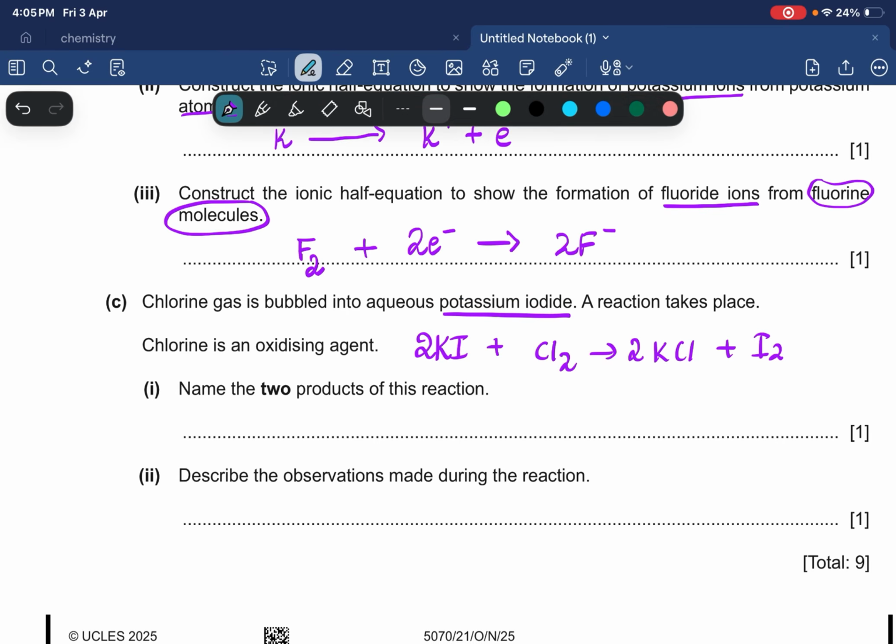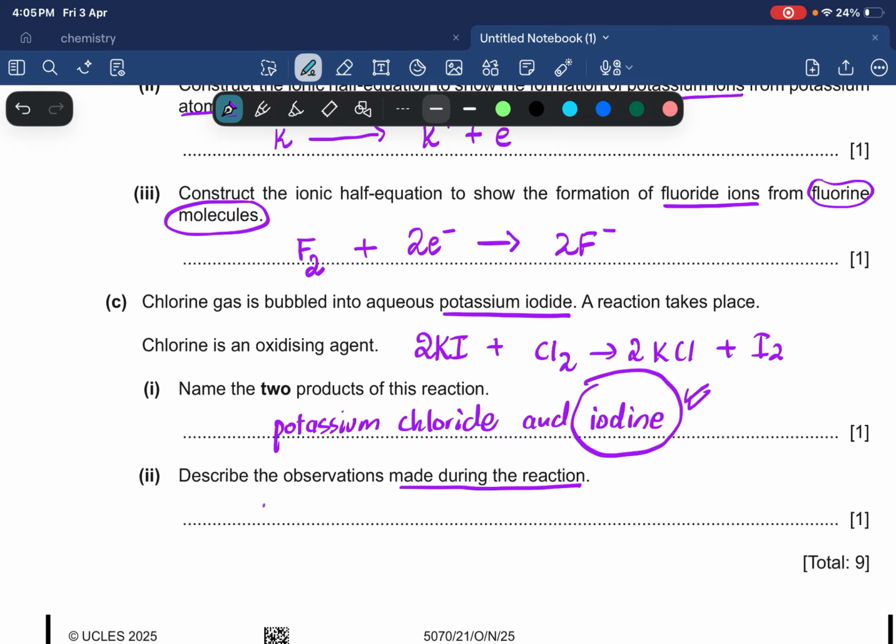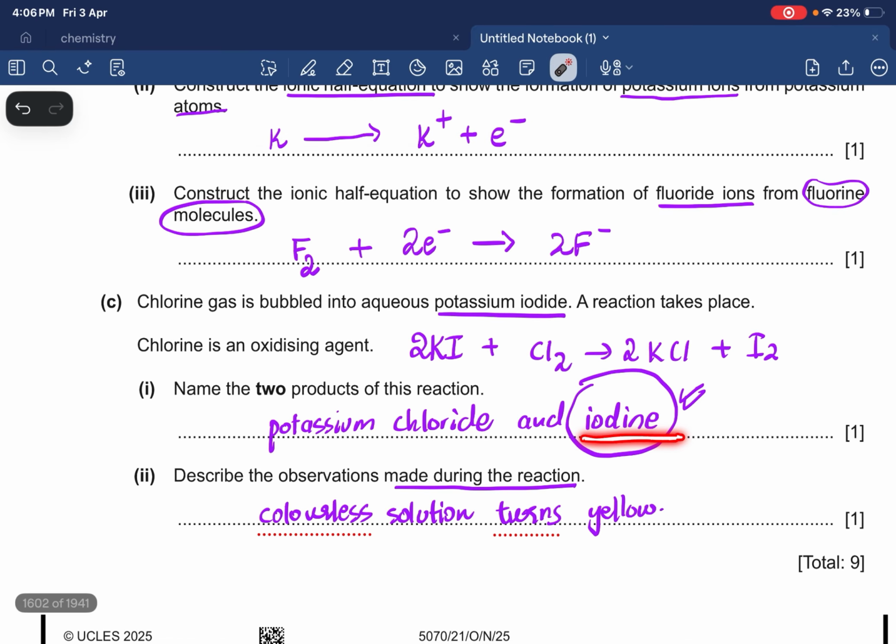Name the two products of this reaction. I have to name them, I cannot write the formula. Potassium chloride and iodine. Describe the observation made during this reaction. Since I'm producing something that's colored, iodine, it's a yellow liquid. So the observation is going to be that my colorless solution turns yellow because of the iodine that's being produced. This iodine is going to turn it yellow.